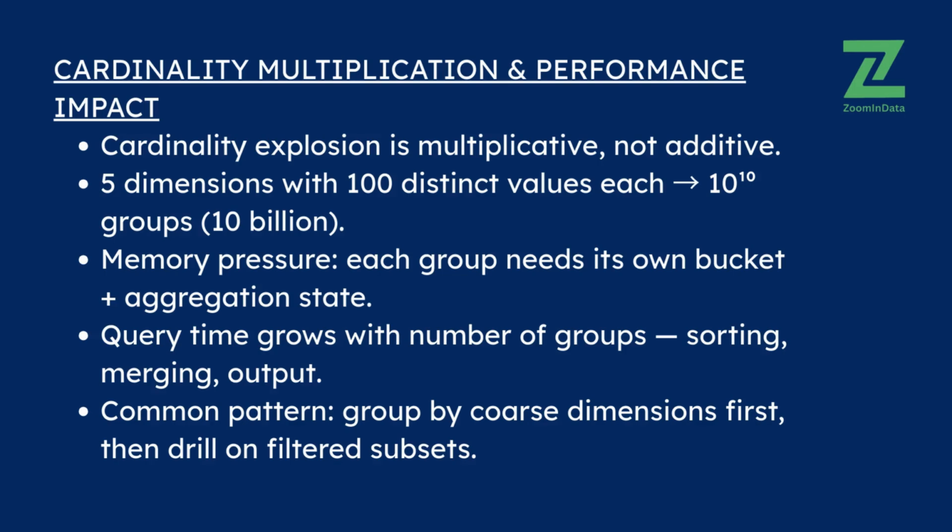Real-world pattern: group by coarse dimensions first, e.g., by region, date. Get aggregates, then drill down on filtered subsets, e.g., where region equals west. This keeps cardinality manageable at every step while still supporting hierarchy.